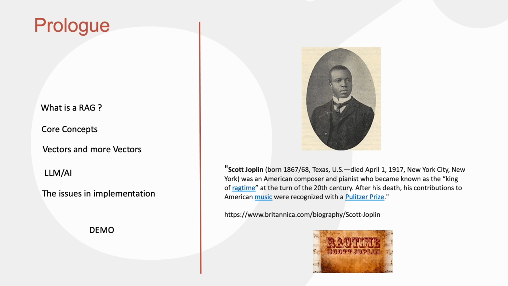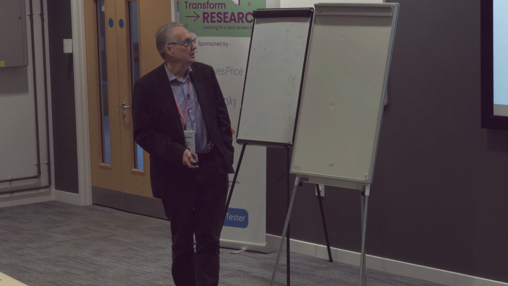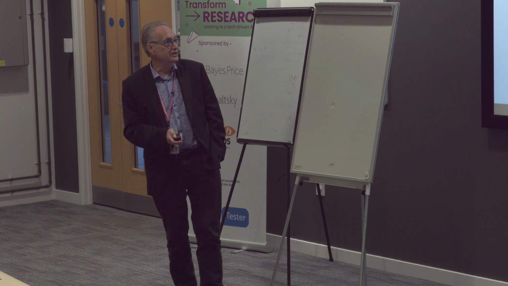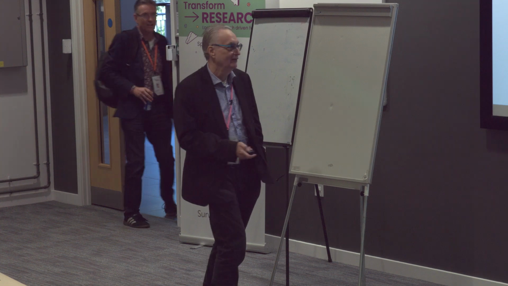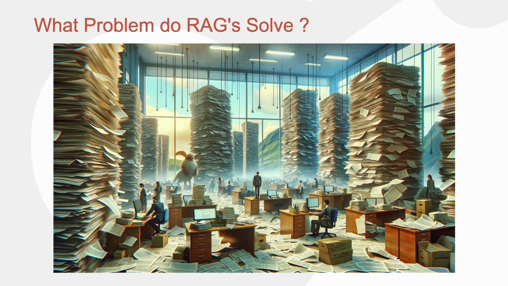Talk about what RAG's supposed to be, the core concepts, and it's got a lot of things to do with vectors. And as it's ASC, I'm going to put a very limited amount of numbers on the screen, so don't get frightened. And then talk a bit about how this is to do with LLMs, AI, and then the issues of implementing these things, which there are a few questions, and then try and do a live demo, and buggers who want me to fail, of which I know there are several.